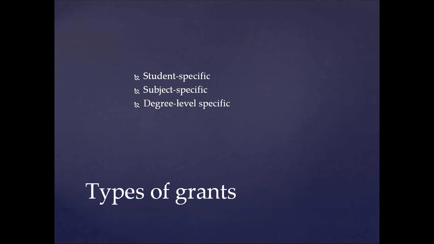There's also degree level specific. That means it's restricted to a particular level of study, and many of the kinds of grants that are available to undergraduate students, for example, are not available to graduate students, and vice versa. Many of the grants that are available to someone who's studying for a PhD aren't available to students who are studying for their bachelor's, for example.